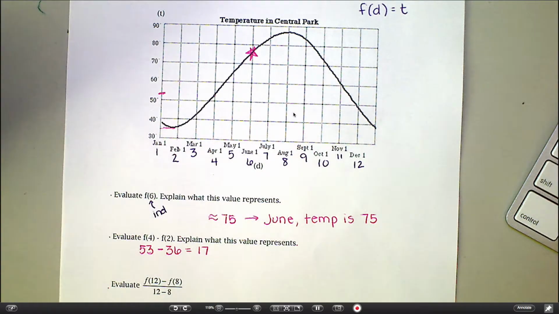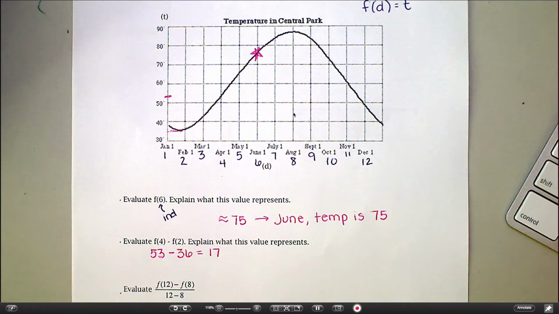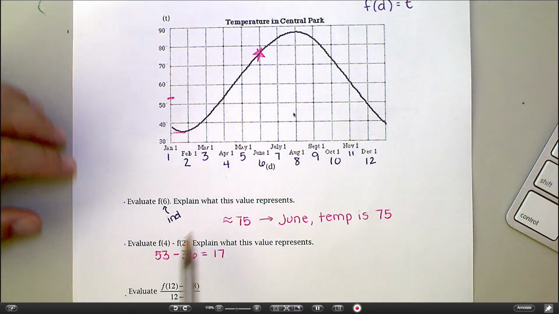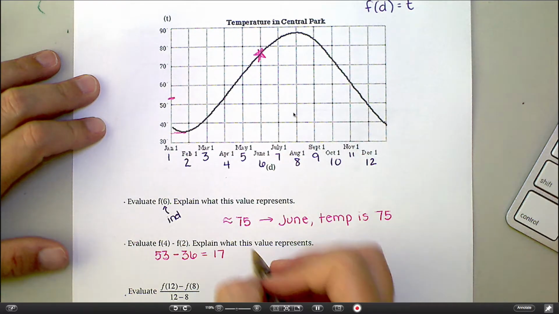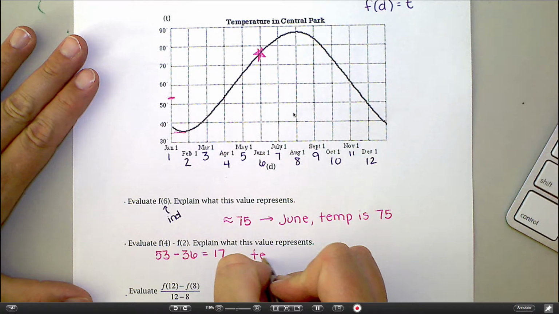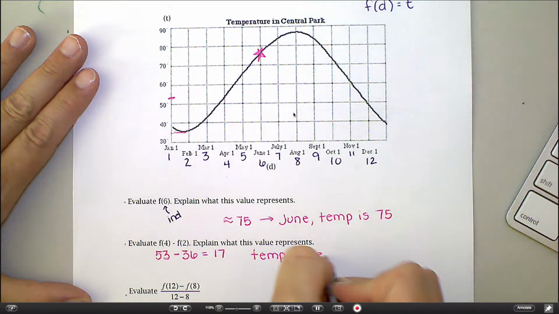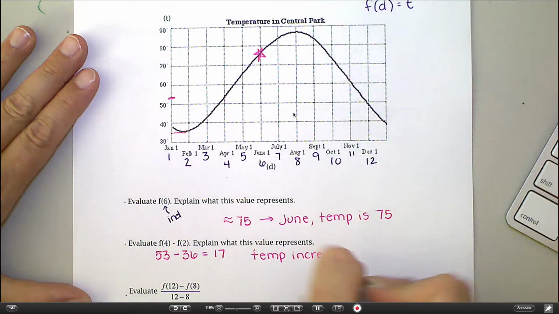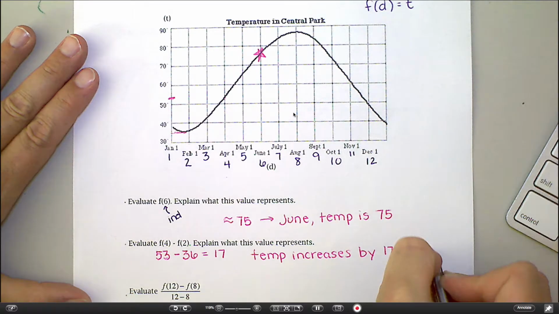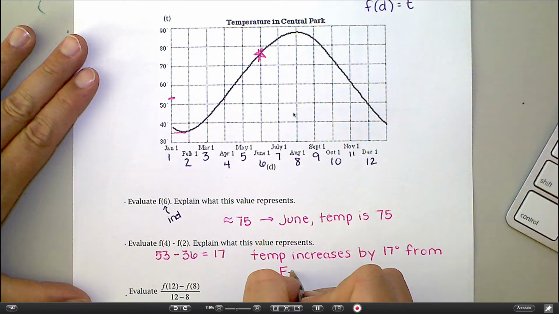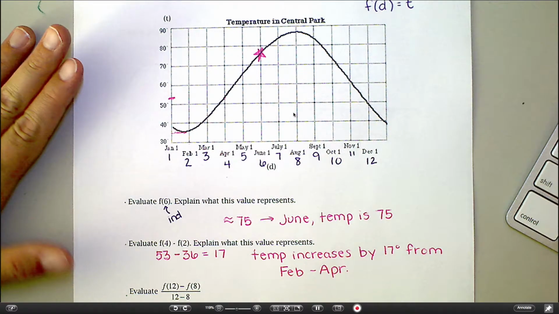So let's think about what that 17 degrees represents, okay? And just the fact that it's degrees is probably helpful, but that 17 degrees represents the change in temperature from February to April, okay? So we could say something along the lines of the temp increases, because it came out positive, by 17 degrees from February to April, because those are the 2 months we were working with. Okay?